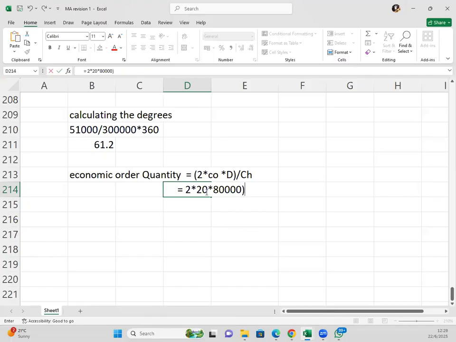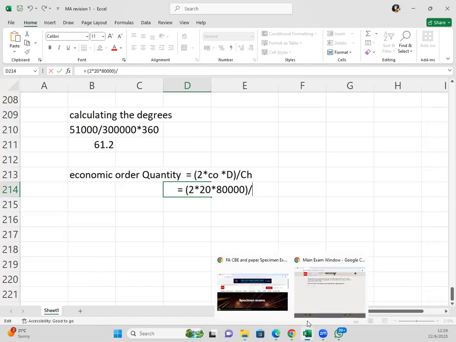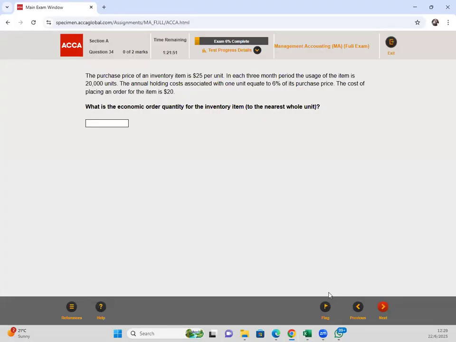Then we divide by CH, the cost of holding stock. Remember, what is the economic order quantity? It tells us how many units we should buy to minimize the cost of placing an order and the cost of holding the inventory. Okay, let's finish up, then we'll discuss that. The CH is the cost of holding the inventory.